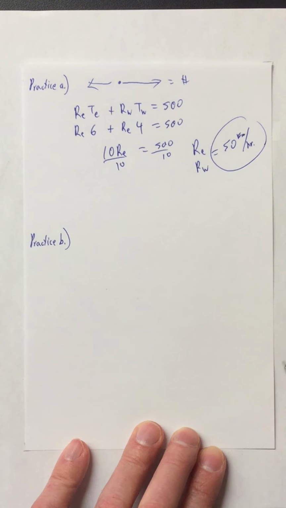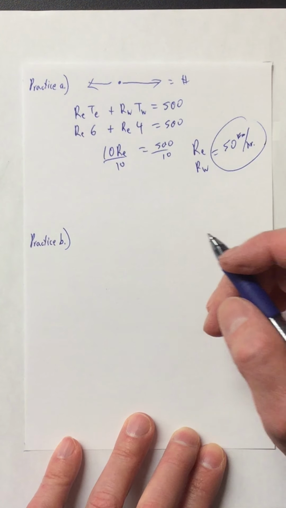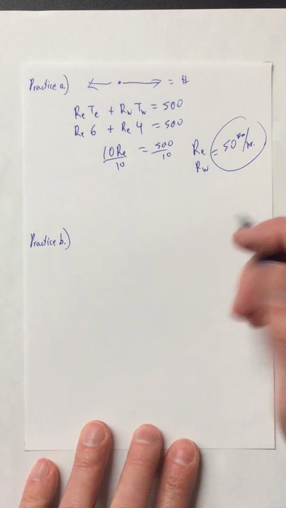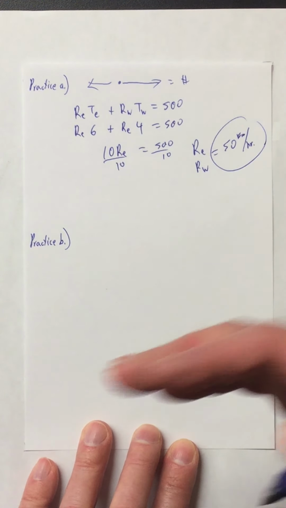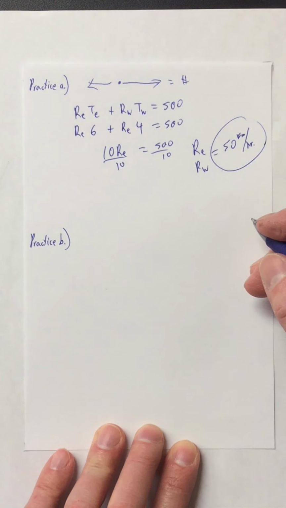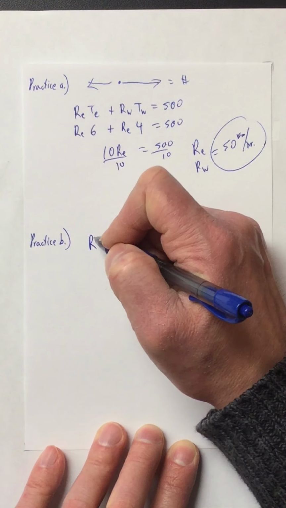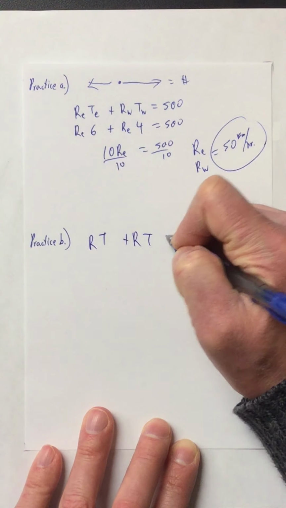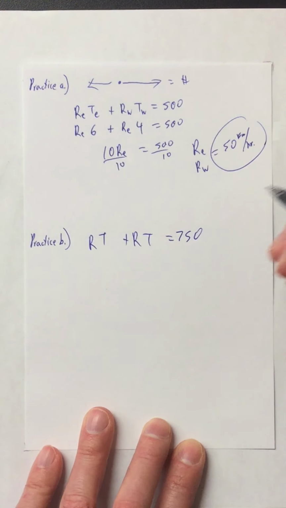Okay, practice B. We have trains. A train starts from Peoria at 2 p.m. and heads to Reedley, 750 kilometers away. At the same time, another train leaves from Reedley and heads back to Peoria at 85 kilometers per hour. If the trains meet at 5 p.m., what is the rate of the first train? Okay, once again, we have the rate and time plus the rate and time is equal to a total distance.